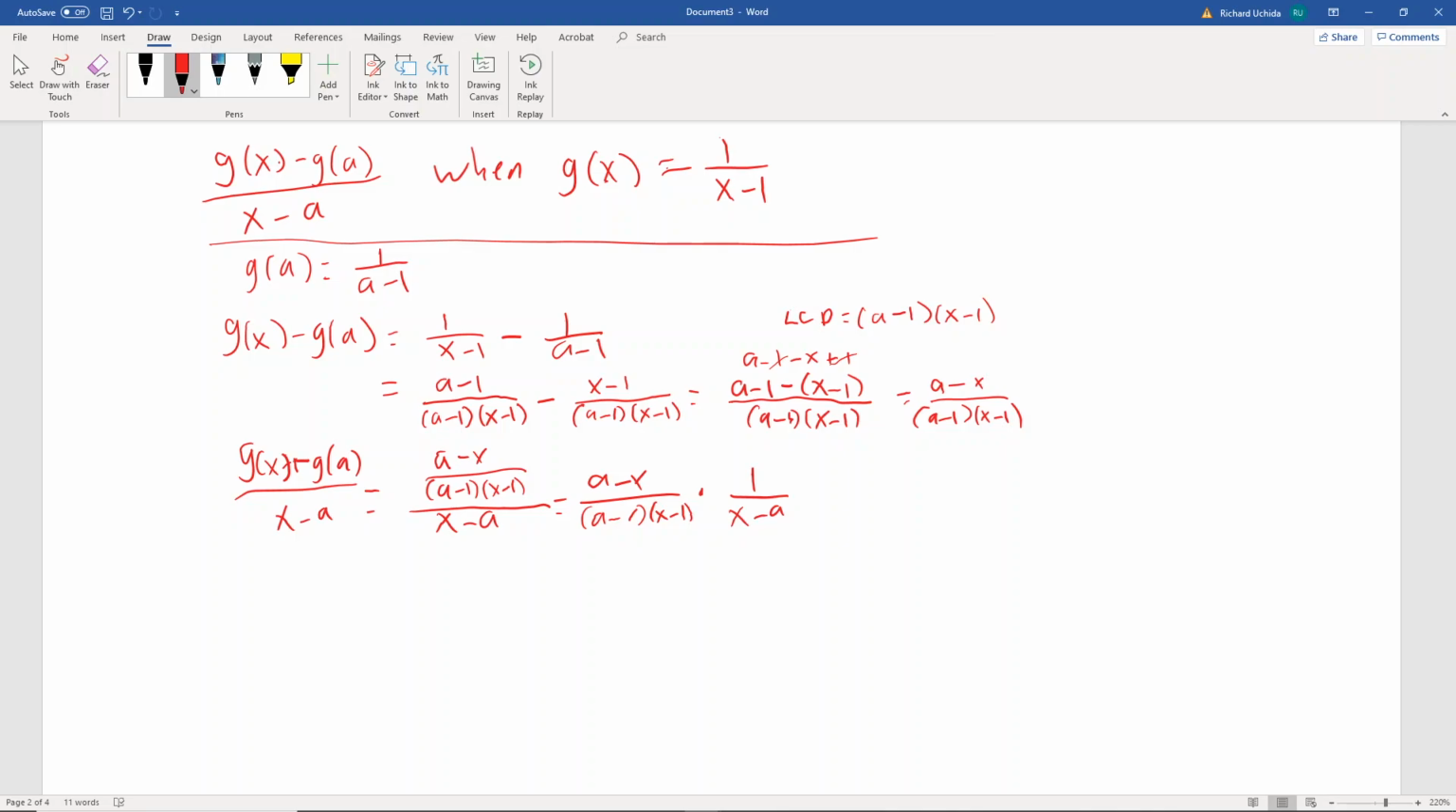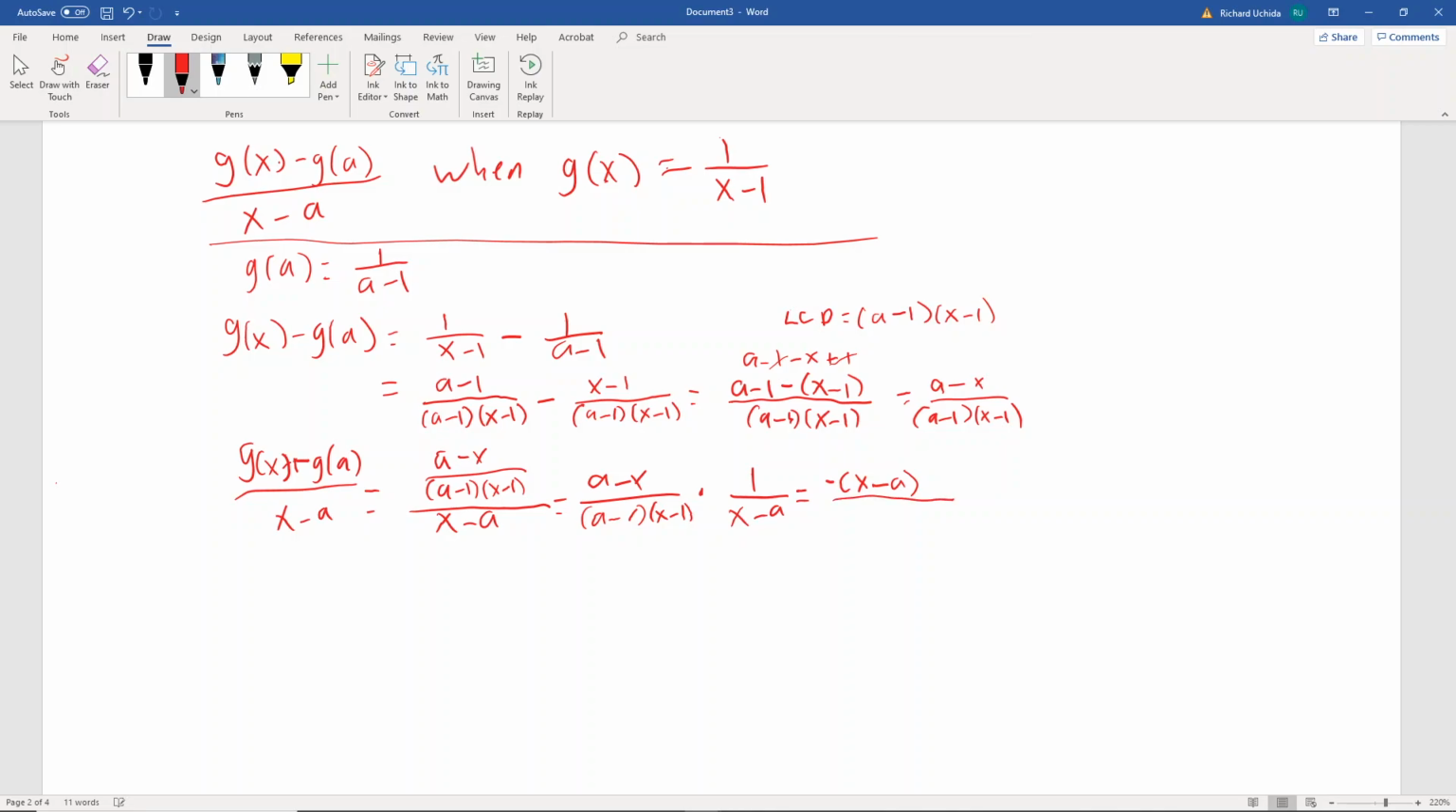Now, one reason why we do this, well, let's see. In the numerator of the first fraction, we have a minus x. In the denominator of the second fraction, we have x minus a. Now, one thing, we could rewrite the numerator of the first fraction, factoring out a minus sign, so we could write it as minus the quantity x minus a, because if we distribute that, you'd have minus x plus a, which would be a minus x.